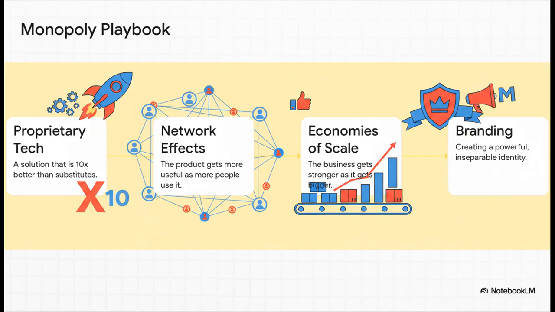Building on that, a durable monopoly is no accident. Thiel says it's got to have some combination of these 4 things. First, your tech can't just be a little better, it has to be a leap, like 10 times better. Second, your product should actually get more useful the more people use it. That's network effects, like Facebook. Third, it should get stronger as it gets bigger, like Amazon's massive logistics network. And finally, your brand has to become so powerful it's basically synonymous with the product itself.